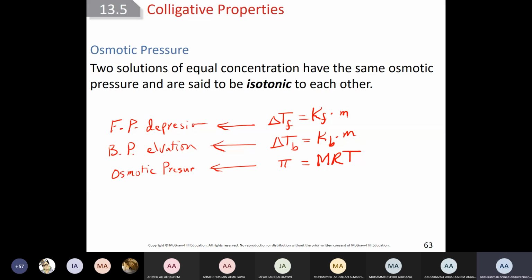Now, these equations apply for units. What do I mean by units? This means if I have sugar, each molecule, which is C6H12O6, will be 1 unit. 1 unit. But if we have NaCl, when you dissolve it in water, it will give you Na+ and Cl-.